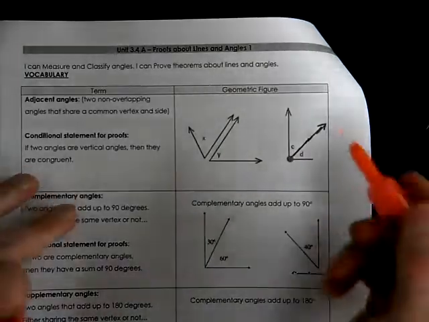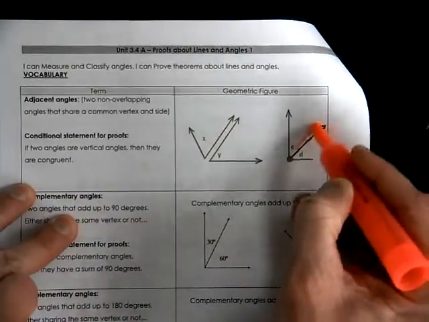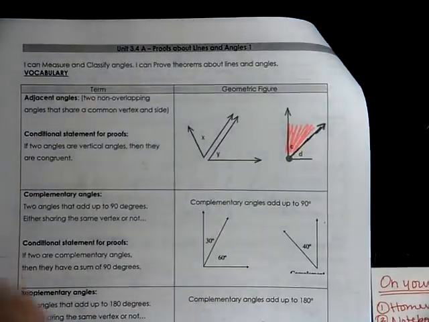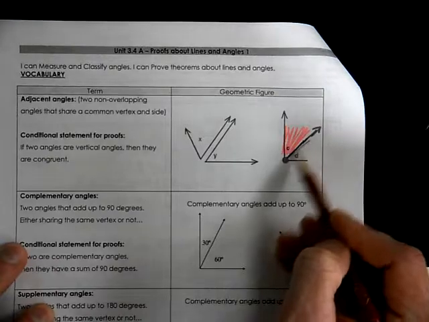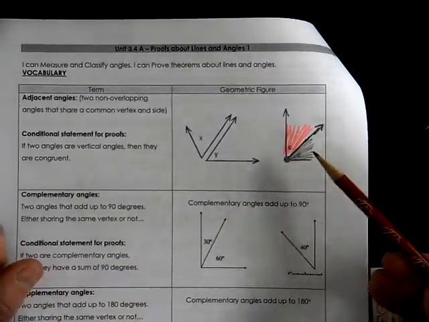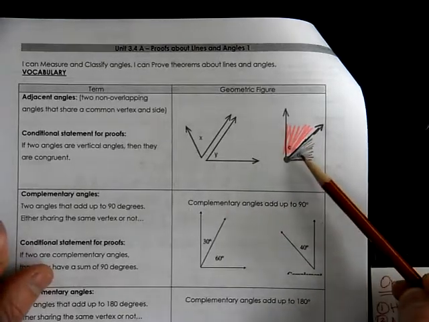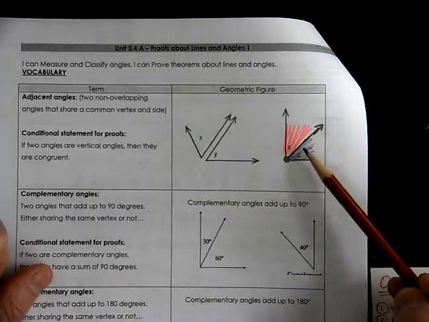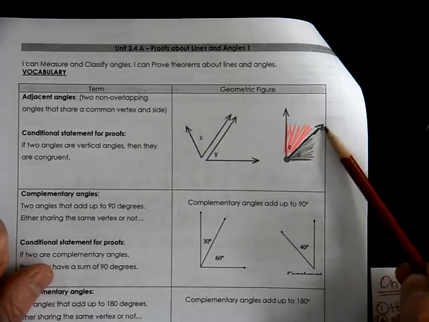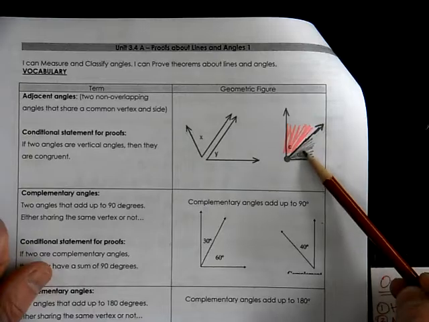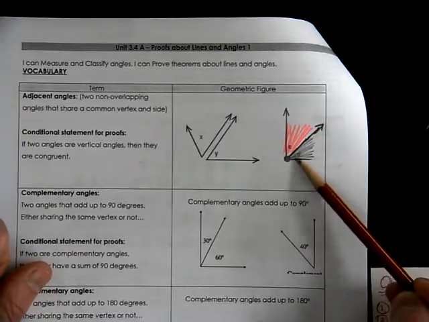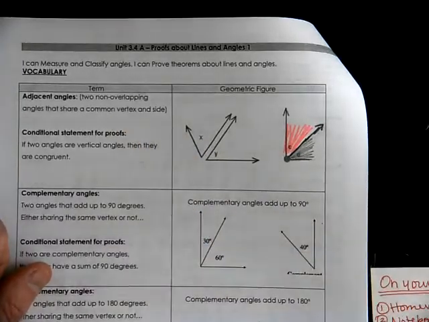I like to shade in one of the angles, and we can shade in the other angle. And you can see they don't overlap at all. They don't have pink and gray in the same area. They share the same ray. They share the same side. It's like a fence line in your backyard. And it also has a vertex, the same vertex. That is a requirement for adjacent angles.